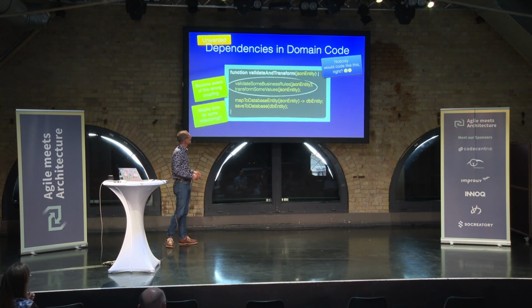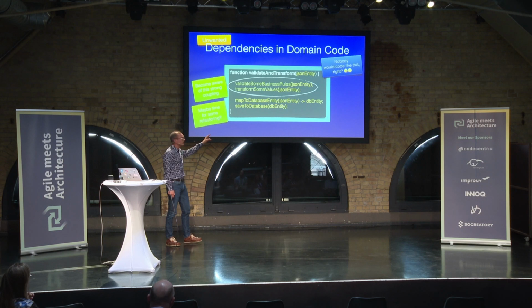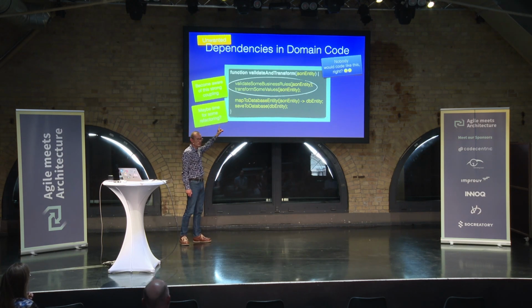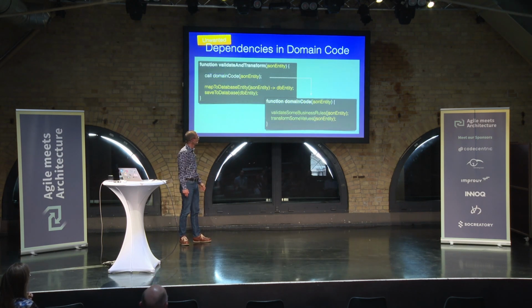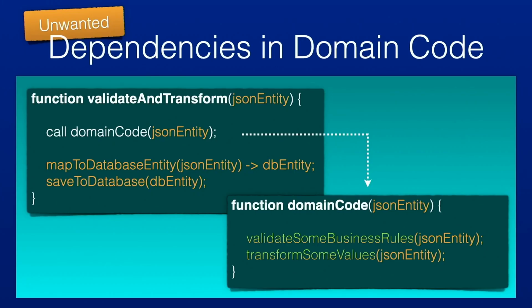So let's just do some refactoring, and let's extract this business code into a separate function. So I've got this validate and transform, and I've got the domain code. You will find a better name for this. The outer function calls the domain code and passes the JSON entity. Step one. It's already separated, but still we depend on the JSON entity. My domain code still is not free of dependencies.